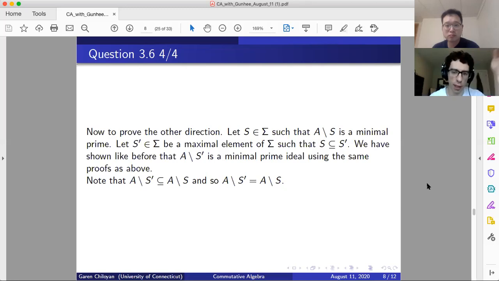And so if S is contained in S prime, the complement of S prime is contained in the complement of S. But then they're both prime ideals, but A complement S is minimal, so they must be equal. And so then, to start off, S has to equal S prime. So we're done.